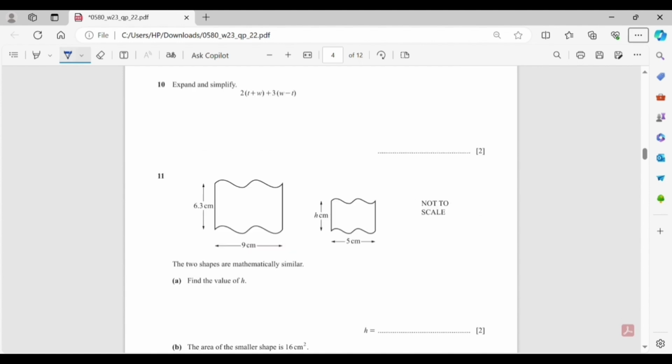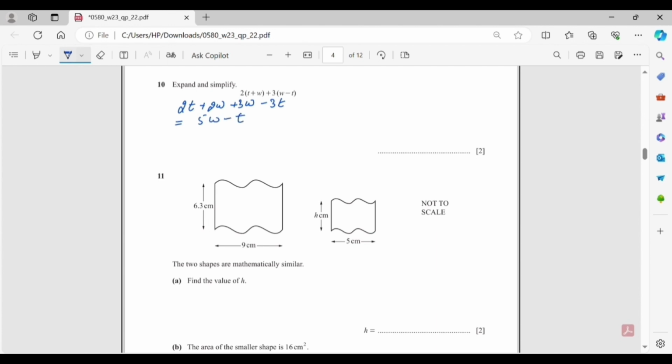Next, question number 10. Expand and simplify this. Now this will be 2t plus 2w plus 3w minus 3t. This will be equal to 5w minus t. So this will be our answer, 5w minus t.